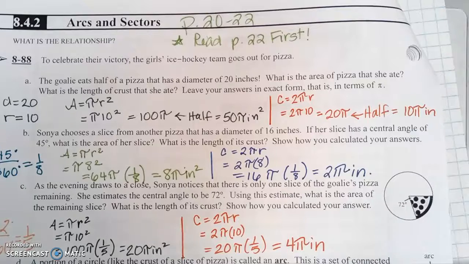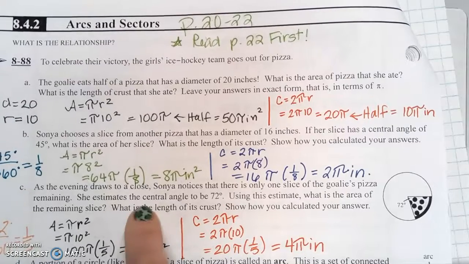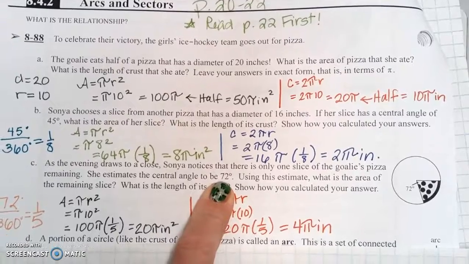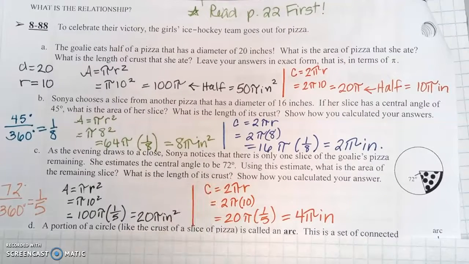As the evening draws to a close, Sonia notices that there is only one slice of the goalie's pizza remaining. She estimates the central angle to be 72 degrees. Using this estimate, what is the area of the remaining slice and what is the length of its crust? Show how you calculated your answer.